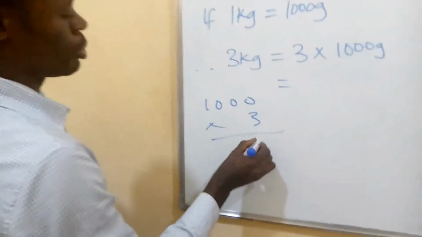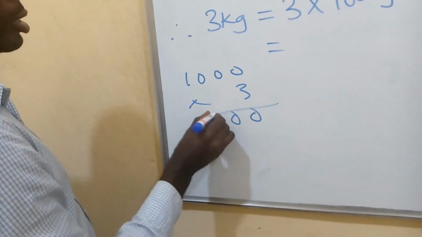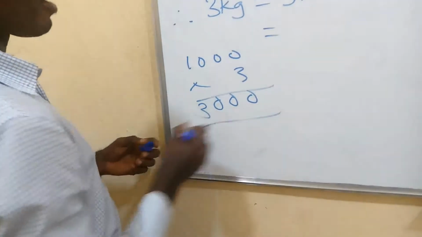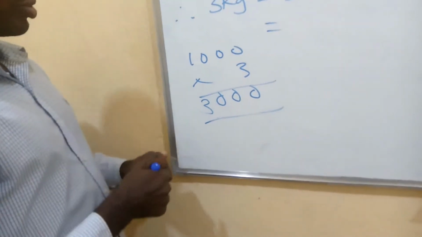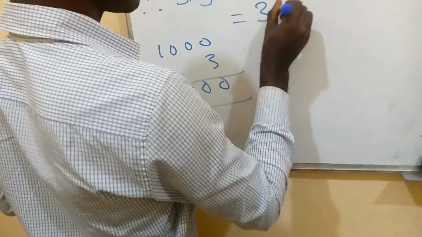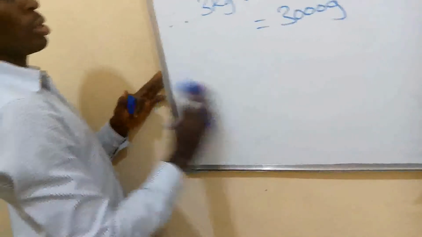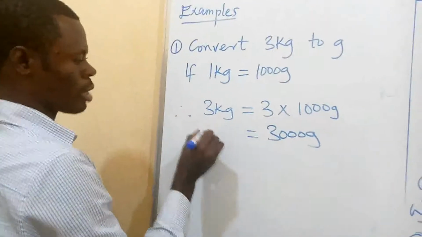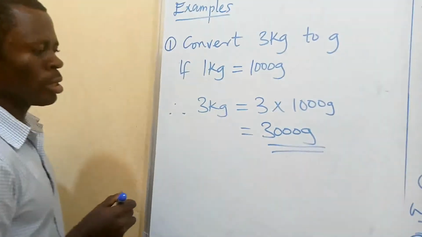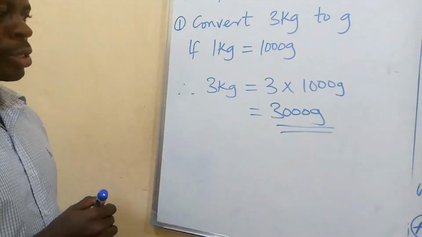So 3 times 0 is 0. 3 times 0 is also 0. 3 times 0 is 0. And 3 times 1 is what? 3. So what do we have? 3 times 1,000 is what? 3,000. So we have here 3,000 grams as our answer. So therefore 3 kilograms equals 3,000 grams.